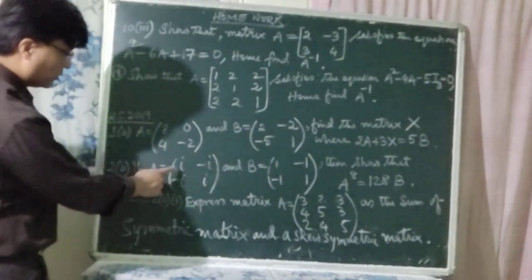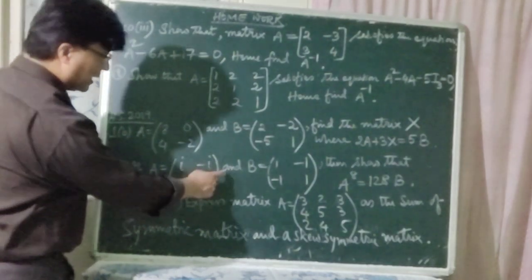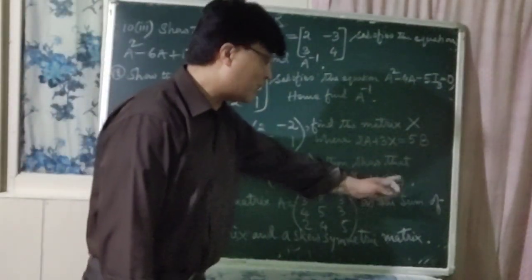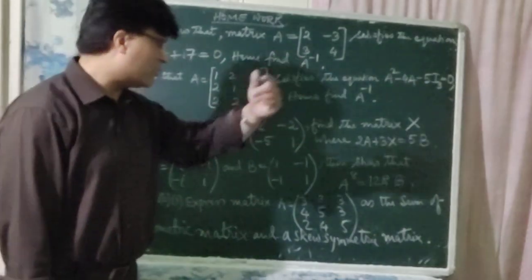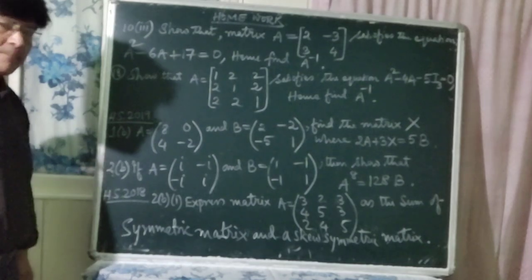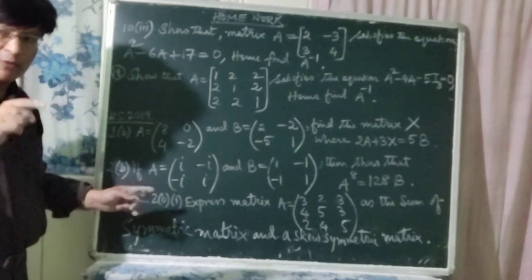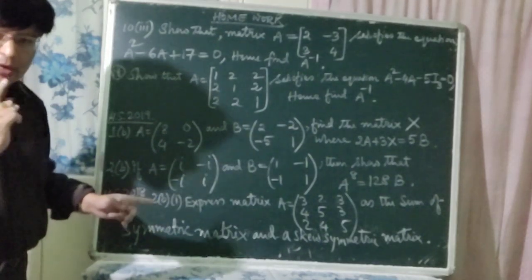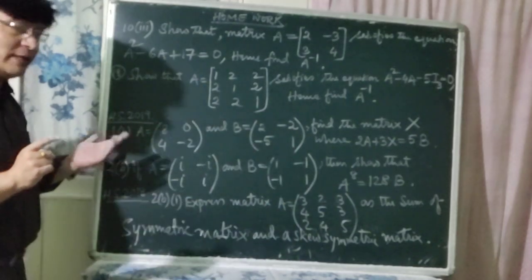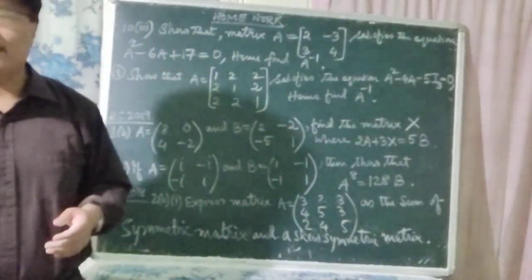Next one is if A is equal to I, minus I, where I is the complex number, and B is equal to 1, minus 1, minus 1, 1. Then show that A to the power 8 is equal to 128B. You can easily find out 128B, isn't it? How can you find out A8? You first find out A square, A dot A. Then again find out A to the power 4, A square dot A square. Again find out A to the power 8, that is A to the power 4 into A to the power 4. That will give you A to the power 8. Okay? And prove that A to the power 8 is equal to 128B.